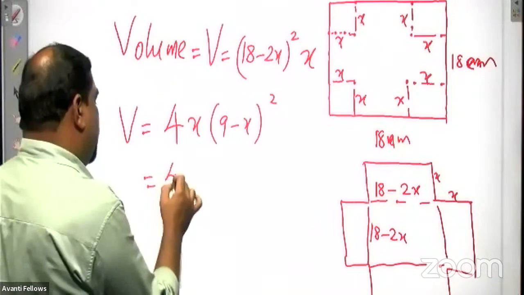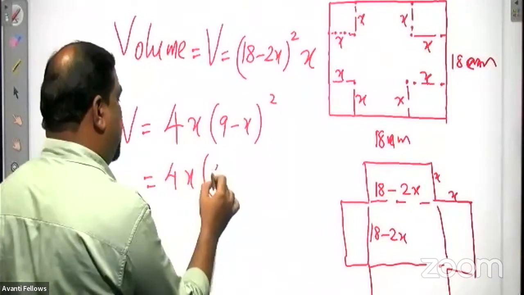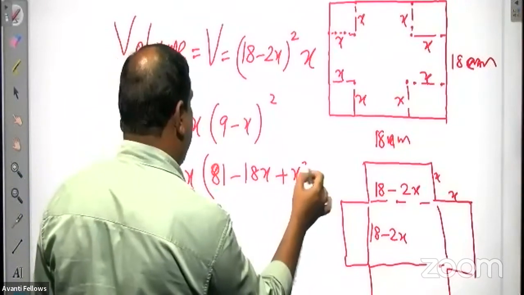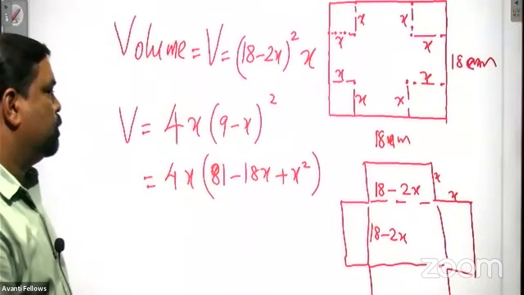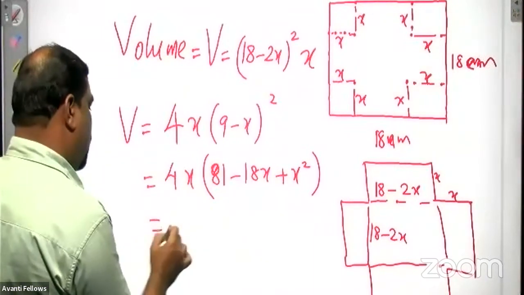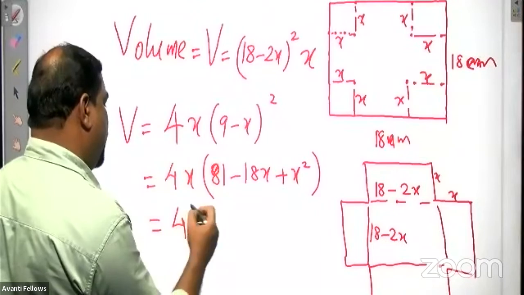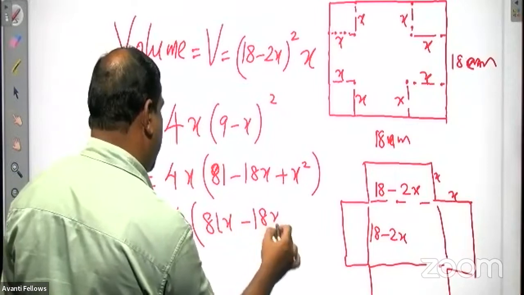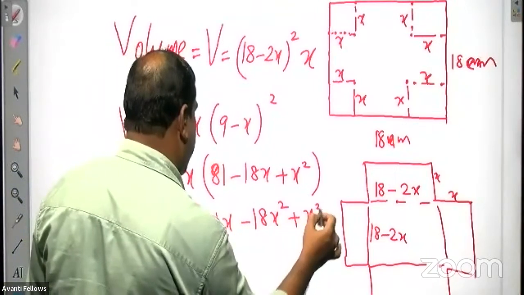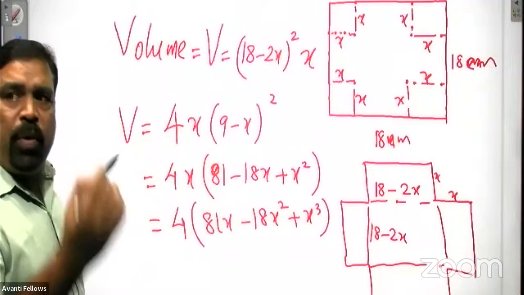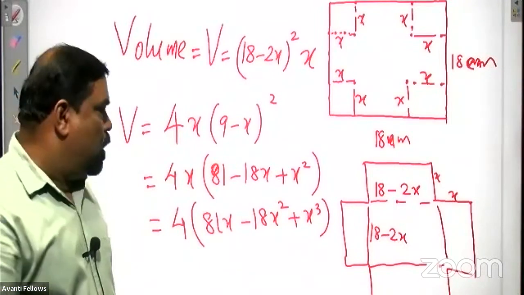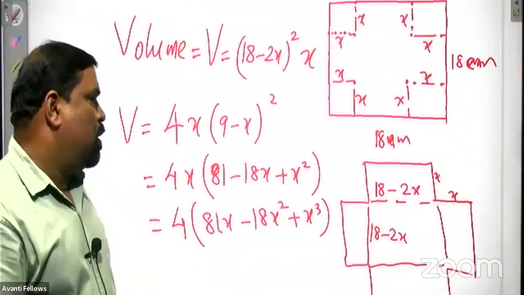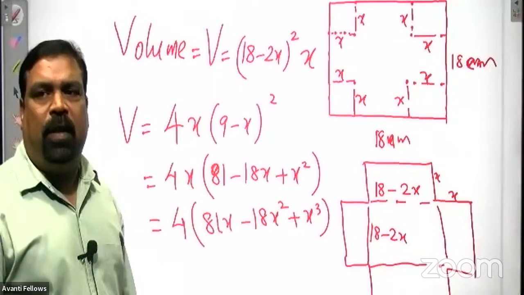And that is equal to 4x into, if I expand it, 81 minus 18x plus x square. Okay. And before differentiation, I will take this x inside so that differentiation can be easily carried out. Otherwise also we can do, but in order to avoid the product rule, I will just multiply x inside and make it as polynomial. Now we will differentiate and find the critical point.